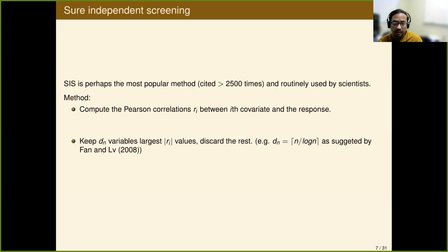We compute the Pearson correlations between the ith covariate and the response, and then keep, for example, the top d_n variables with largest absolute values of these marginal correlations. Finally, it suggests n over log n as the screening number.